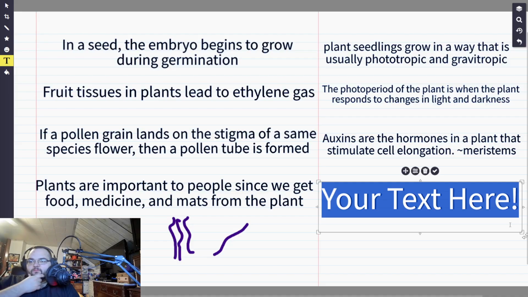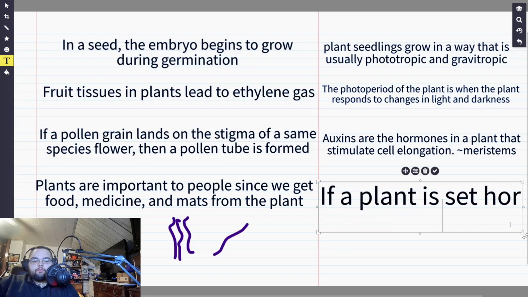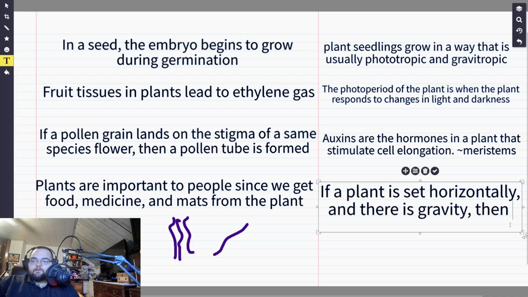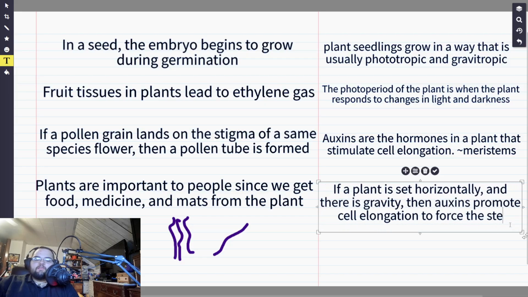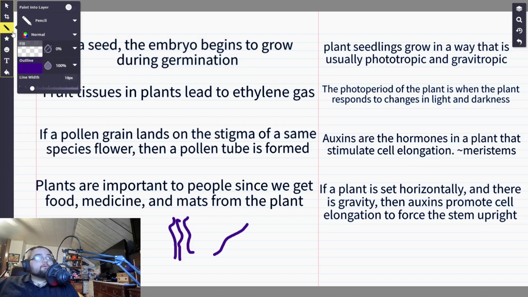How do I phrase this? If a plant is set horizontally and there is gravity, then auxins promote cell elongation to force the stem upright. Okay, that was a weird one to say.